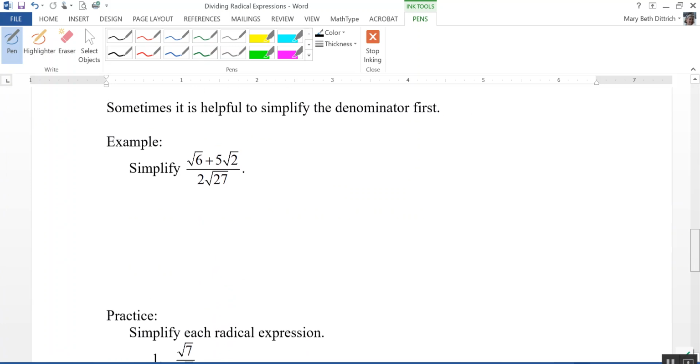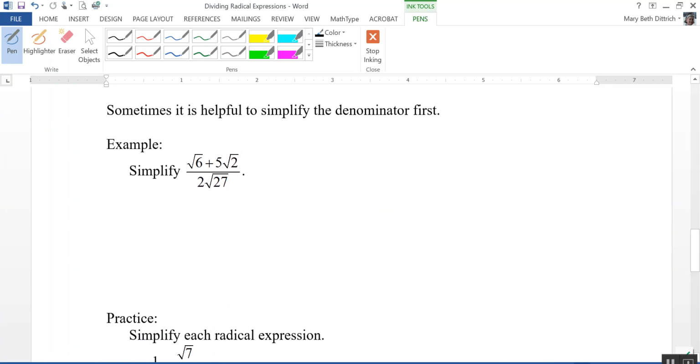Sometimes it's helpful to simplify the denominator first. So here we have square root of 6 plus 5 square root of 2 divided by 2 times the square root of 27. I can't simplify anything on top, so I'm just going to rewrite that. But on the bottom, square root of 27 is square root of 9 times the square root of 3. And then I have the 2 there. Square root of 9 is 3. So that's going to give me a 6 square root of 3 in the denominator.